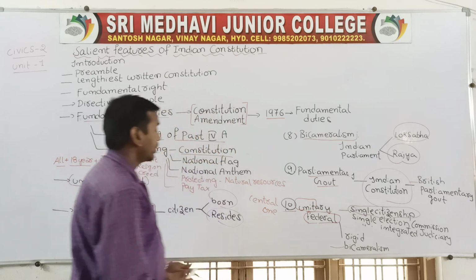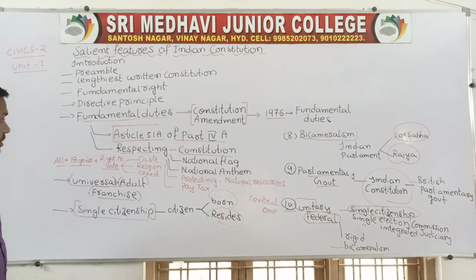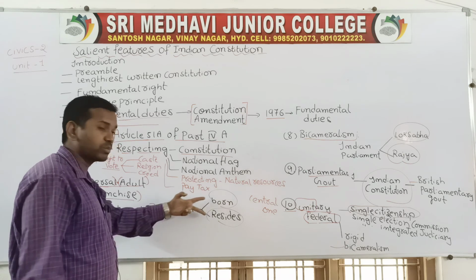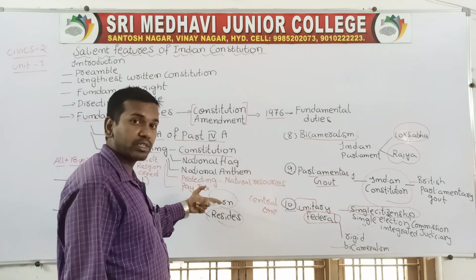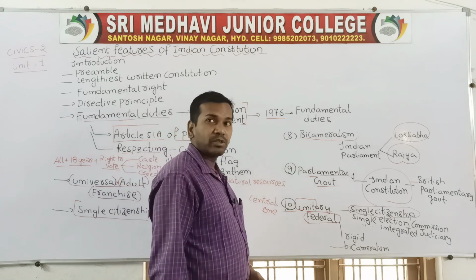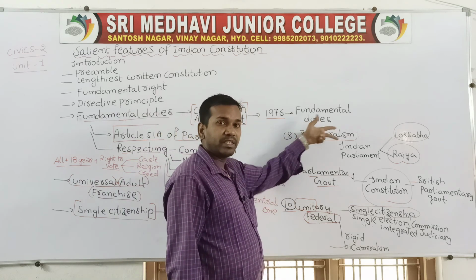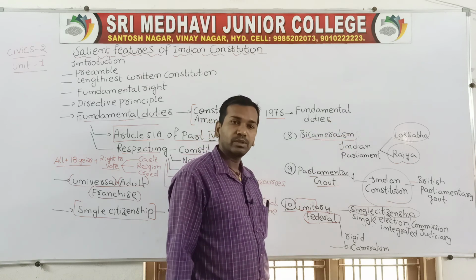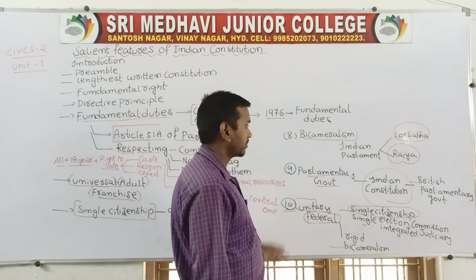So these are the salient features of the Indian constitution, which we have mainly discussed. At present we have discussed fundamental rights. Then we have discussed universal adult franchise. Then we have discussed single citizenship, how we are able to acquire the citizenship of India, what two things we should have: we should be born in that country and we should reside in that country. Then we have discussed bicameralism, in which our parliament mainly consists of two parts, Lok Sabha and Rajya Sabha. So that's why, according to the constitution, we have bicameralism.